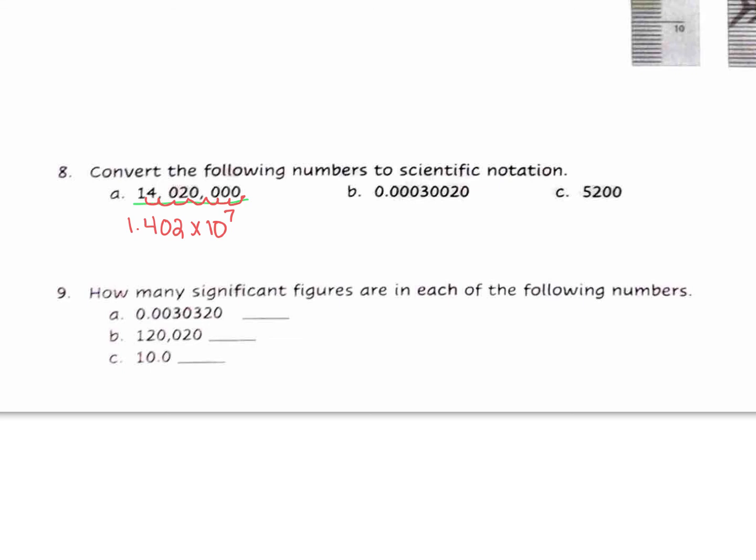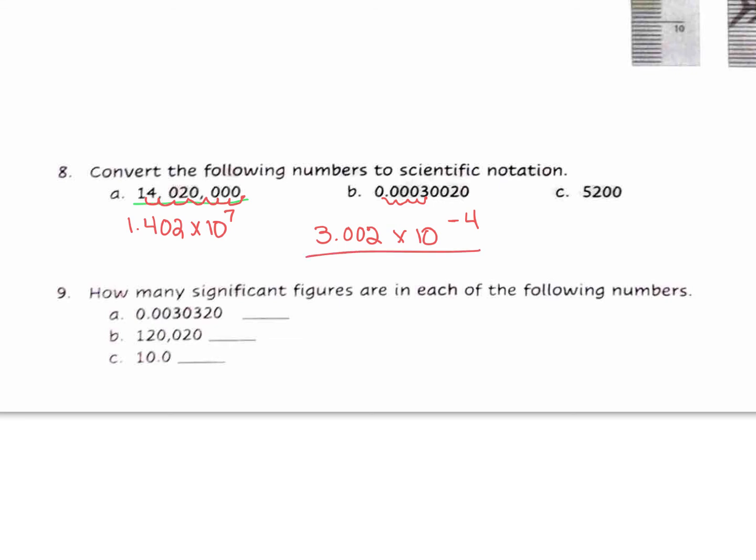If it's a small number, it's going to be negative, like B. So B is a very small number. It's less than 1. So I know my exponent is going to be negative. So I'm going to have times 10 to the negative something. So what is that? I'm going to move the decimal 1, 2, 3, 4. So it's 3.002 times 10 to the negative 4th.